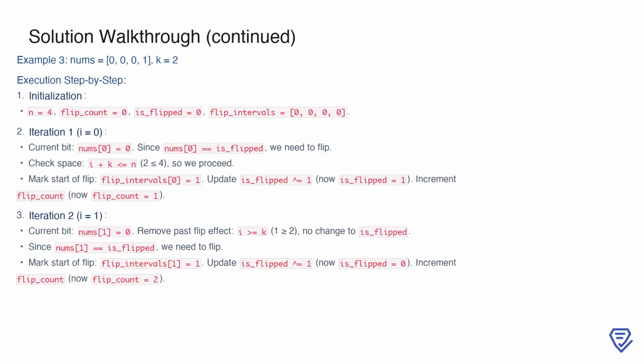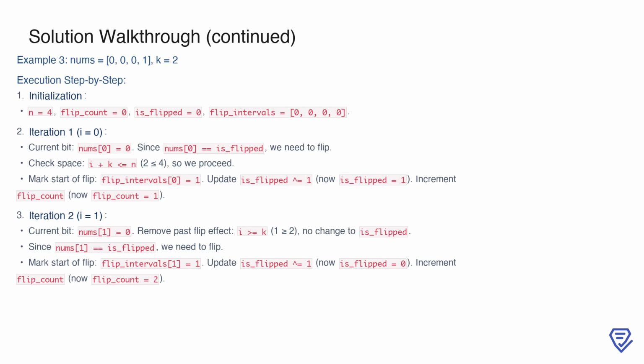Since this matches is_flipped, a flip is required. We check if there's enough space, and since 2 is less than or equal to 4, we mark the start of the flip at flip_intervals[0] by setting it to 1. We then toggle is_flipped to 1 and increment flip_count to 1.